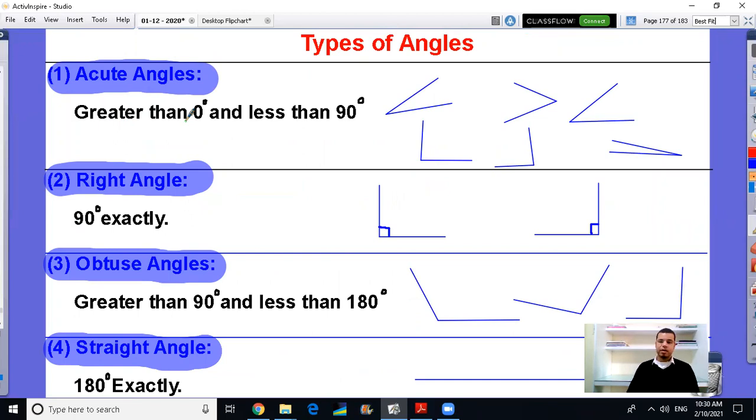Any angle that is less than 90 degrees is going to be acute. If I tell you this angle is 89, then it's an acute angle. If I say that this angle is 1 degree, that's an acute angle. Any angle that's between 0 degrees and 90 is an acute angle.